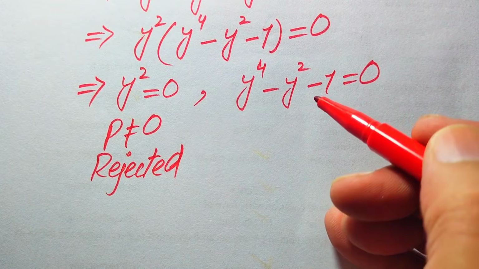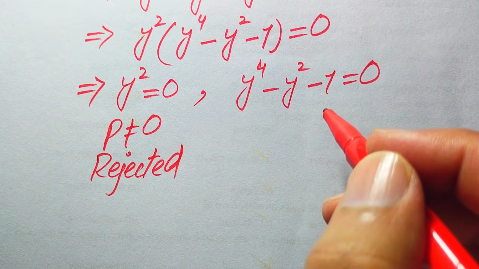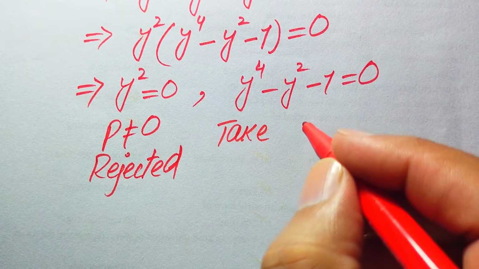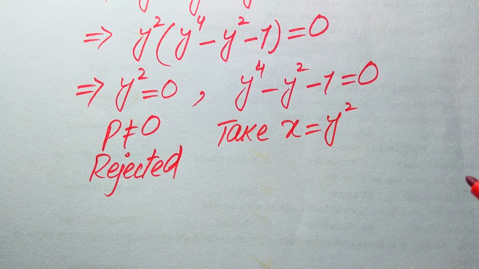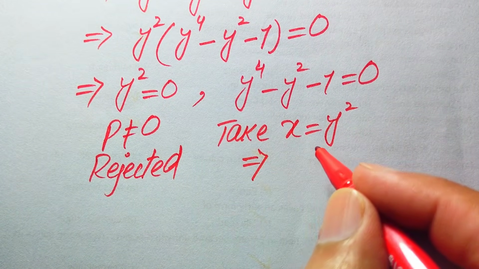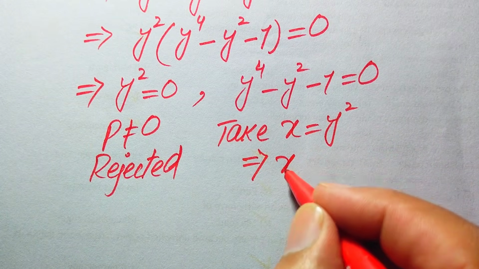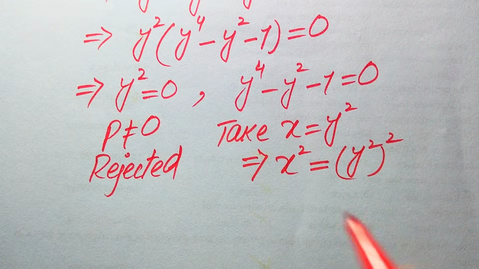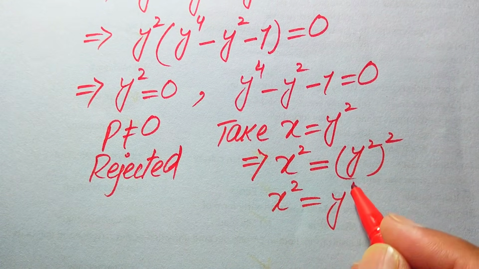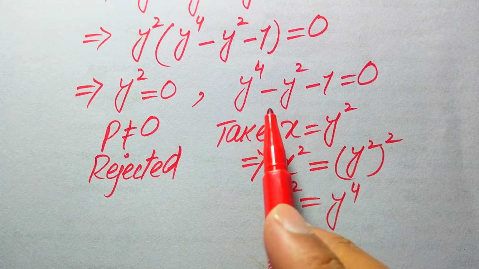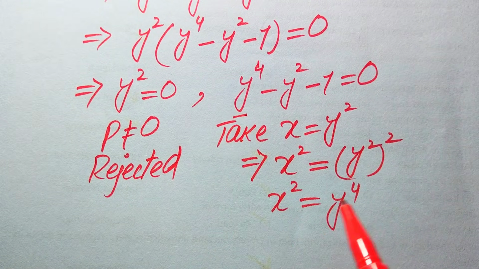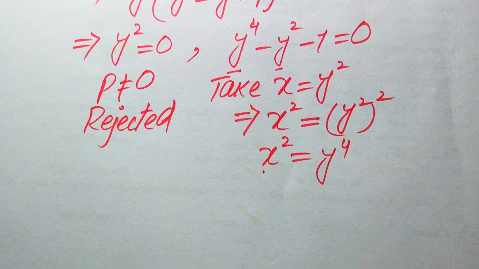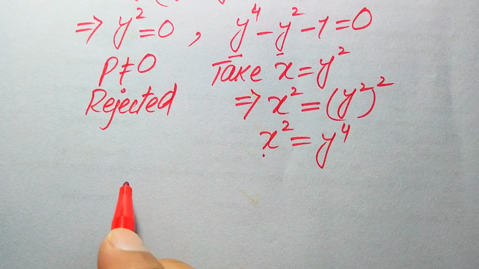In this case, you see this is a fourth order equation, and first we need to convert this into quadratic form. For this we take x equals y square, and if we apply squaring on both sides, we get x square equals y square and its whole square. Here we get x square equals y to the power of 4. It means that in this equation we put y to the power of 4 equals x square, and y square equals x, and we convert our equation into the quadratic form of the x variable.